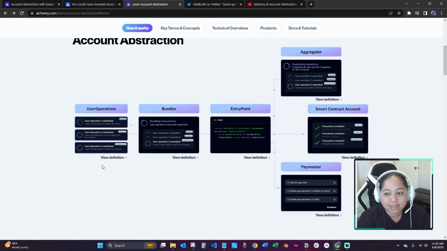So I hope this helped with explaining account abstraction in a way that's a little bit more digestible for you guys. If you have any questions, feel free to reach out to Alchemy platform and Alchemy University, Alchemy Learn, in Twitter or Telegram, and we'll be able to help you out with your smart contract creation.